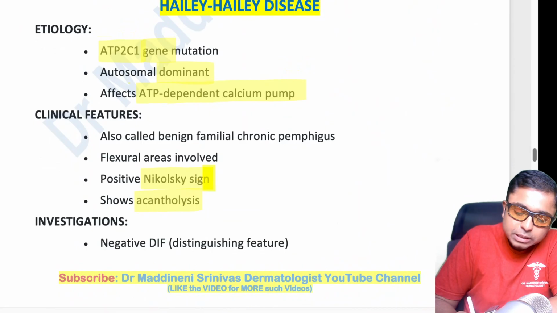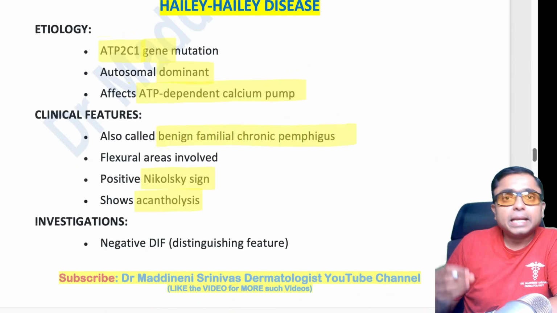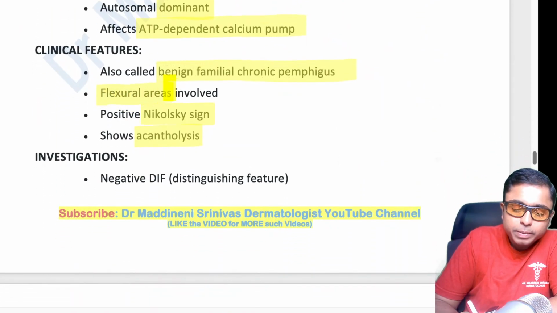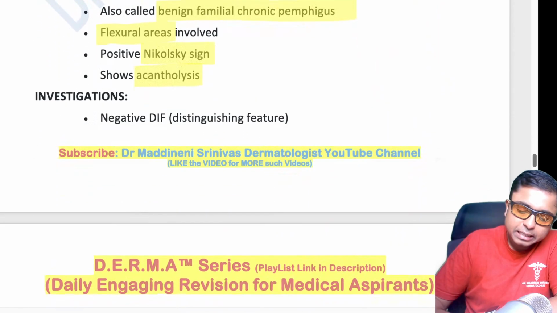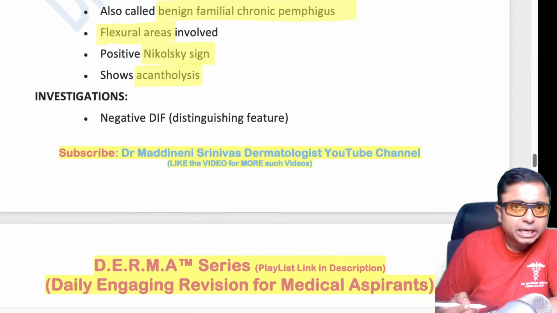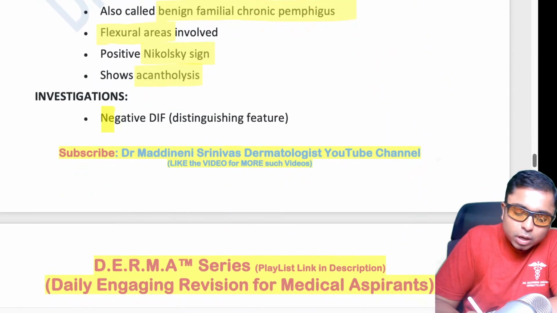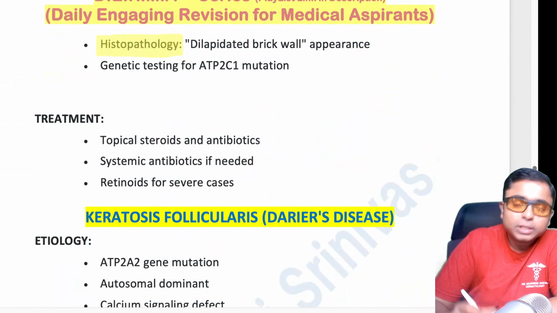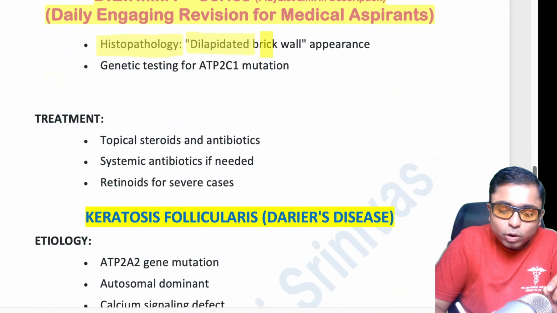So positive Nikolsky sign is going to be seen. And it is also called benign familial chronic pemphigus. Usually flexural areas are the ones which are going to be showing vegetative lesions. And in investigations, remember this is a genetic condition, no antibodies, so DIF will be negative. Very, very important. And histopathology is going to show dilapidated brick wall appearance.